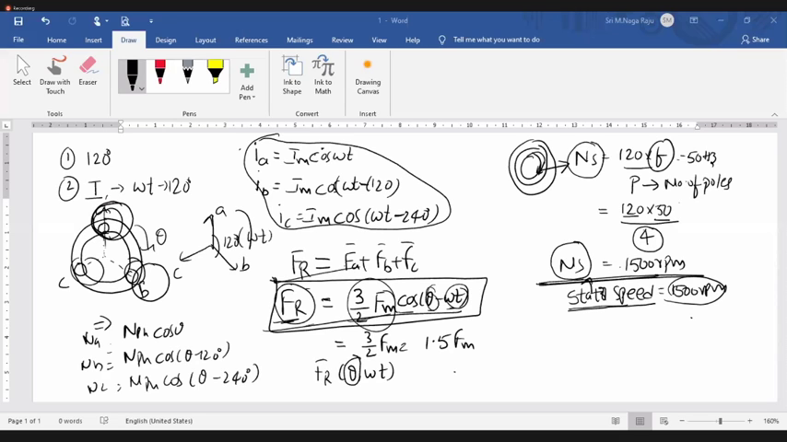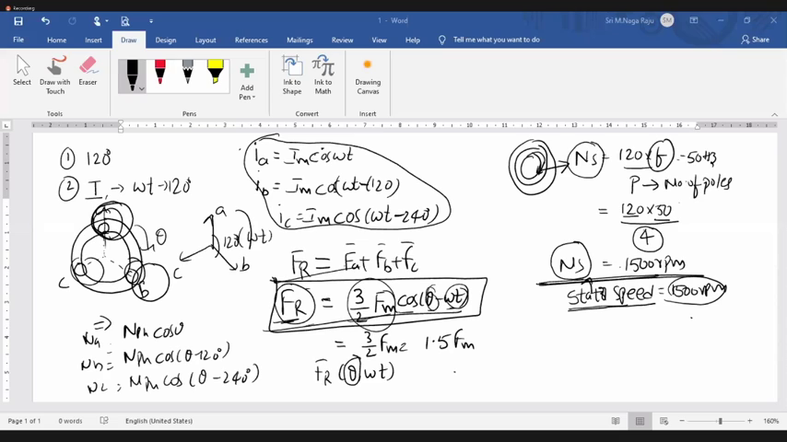So write down, in general, the slip varies between 2 to 5%. That is, 2% means 0.02, 5% means 0.05.